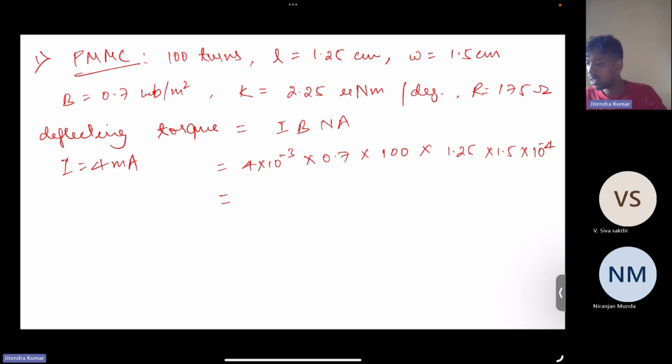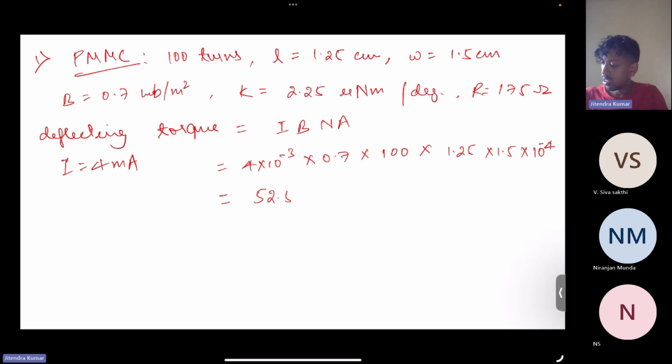Okay, so let me calculate. I'll calculate it for you. 4 into 0.7 into 1.25 into 1.5. So it is 52.5 micronewton meter, isn't it? So you must have got this much. Yeah. You got this much only?